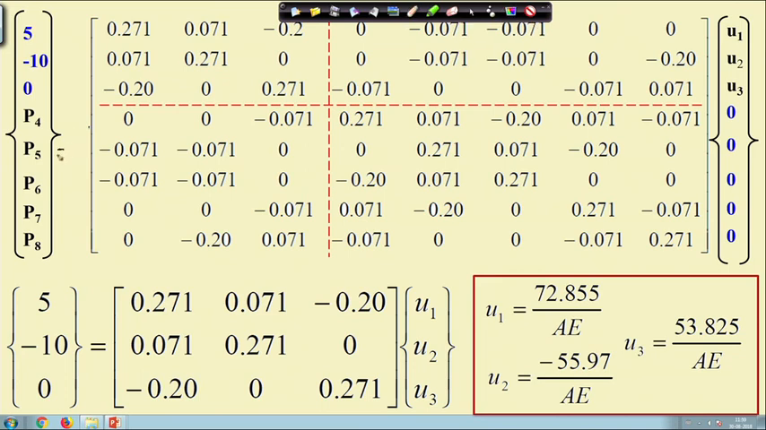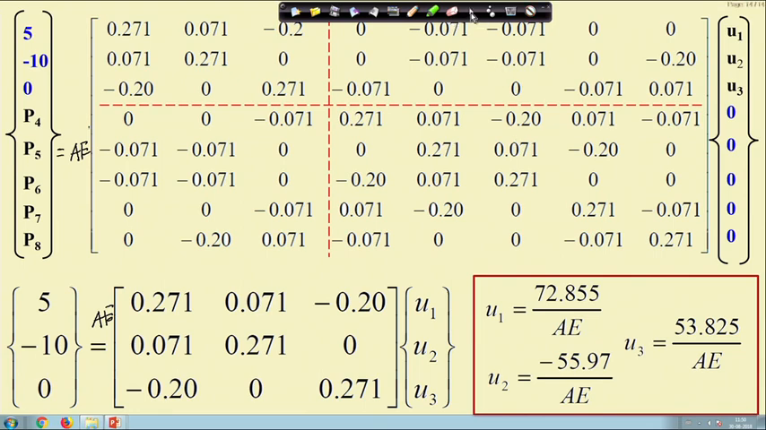There will be an AE term here, and this is equal to, there will be an AE term here. So the U1, U2, U3 displacements will be this. AE is called axial rigidity. If you make AE more, your displacement will be less. It means that AE makes your structure more rigid. That is why it is called rigidity. Now, once we have the displacement field, all the displacements are known, U1, U2, U3, and the rest of the displacements are 0.